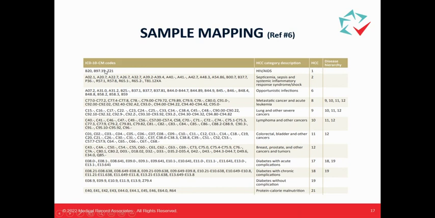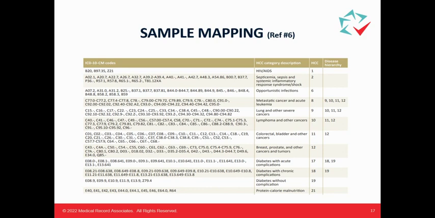So as you can see, the first line is B20, B97.35, and Z21, all map to the HIV AIDS category, which is HCC1. Okay? See that, HIV with this HCC1. And further on down here, you can see all the cancers, what the actual codes are that map to that HCC, and it gives you more information.